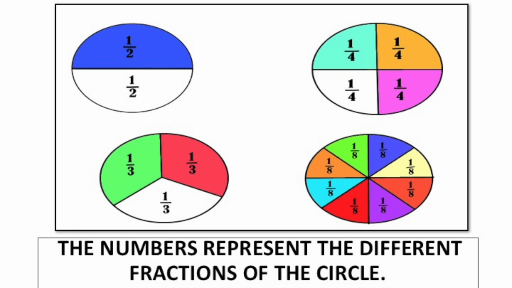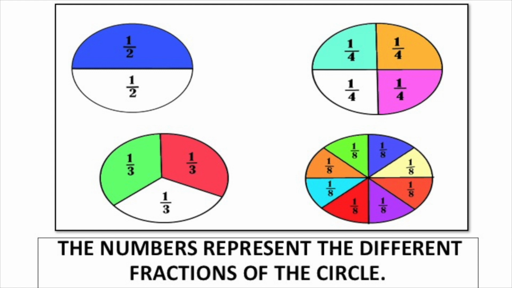Because you can see, this time the circle is cut into 3 equal parts. The number at the bottom, the denominator, always represents the number of parts. How about this circle? 1 over 4. We have 4 different parts, and each segment represents 1 part.